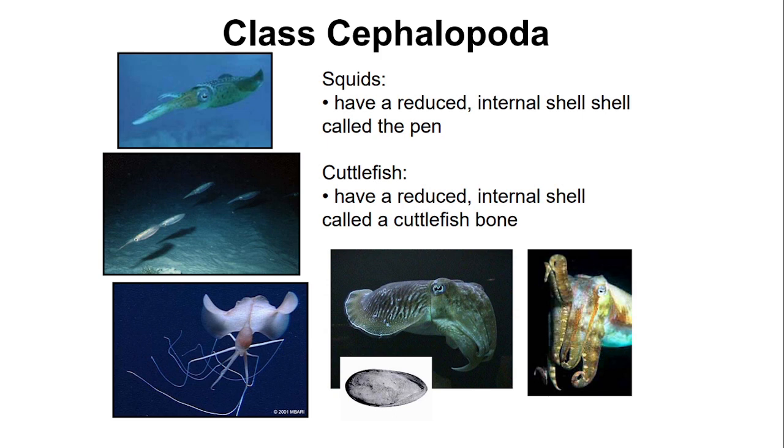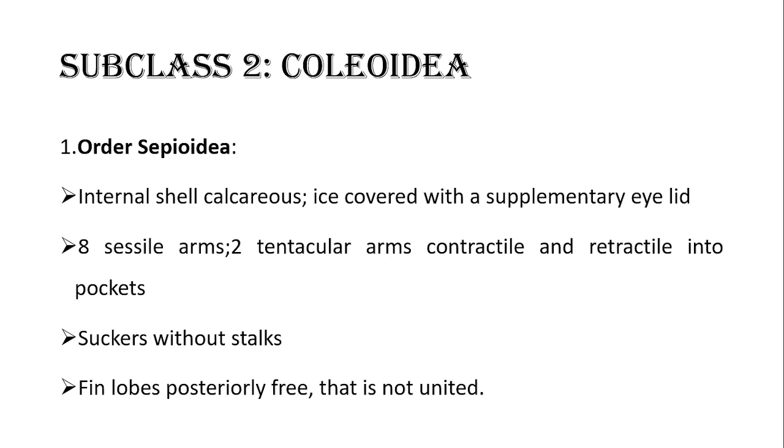In the class Cephalopoda, the second portion includes squids, cuttlefish and octopus. In this class we mainly focus on squid and cuttlefish varieties. First, we have to know what a cuttlefish is. The cuttlefish has a reduced internal shell called the cuttlebone, and squids have a reduced internal shell called the pen. Second, the second subclass, as I mentioned earlier, is Coleoidea.